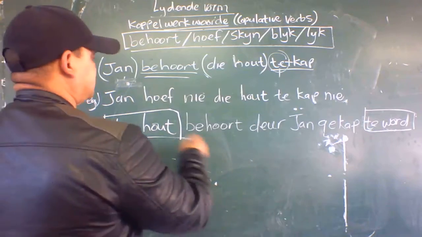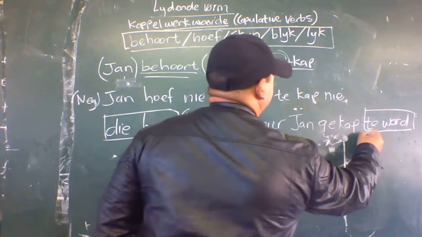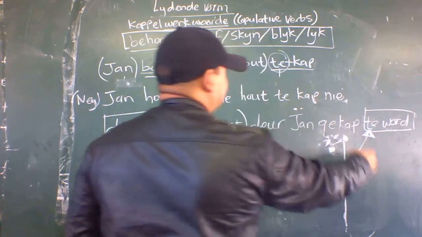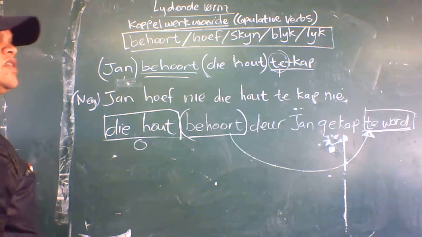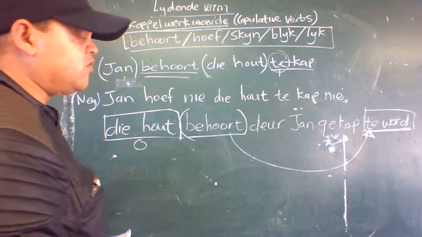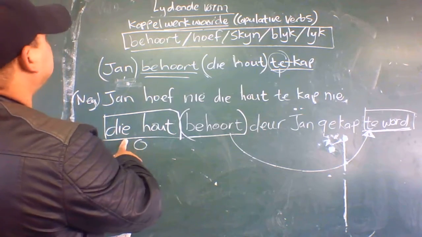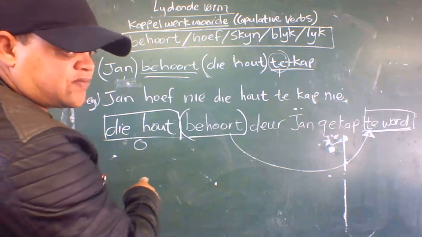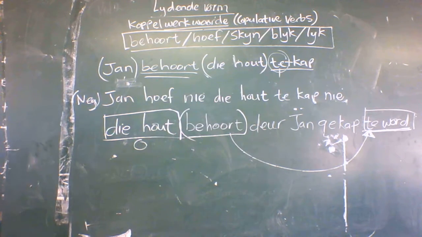Alright, remember I said when we use the word behoort, it has to be accompanied by the word te, and te is connected to your verb right at the end of the sentence. So, een sabbetje, werkwoord, at the end of your sentence. Then we look at the following sentence. Jan hoeft niet die hout te kap nie.